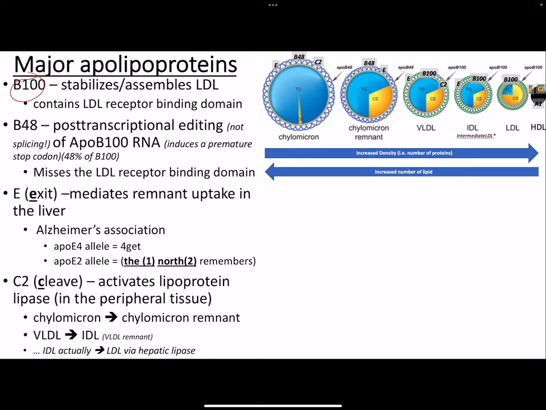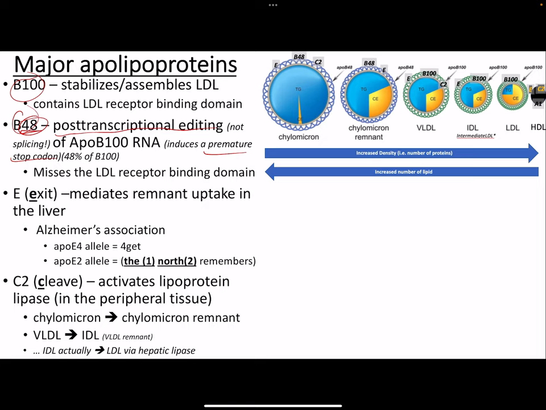ApoB100 and ApoB48 play some nebulous role in stabilizing, blah, blah, blah. We don't really care about that. The main thing we want to focus on is that the 100, and the 48 is 48% of the amino acids of the 100. How is that possible? Was it a splicing thing? No, it's actually post-transcriptional editing. We make a premature stop codon, so we get 48% of the whole thing. Okay, well, we're losing that other 52%.